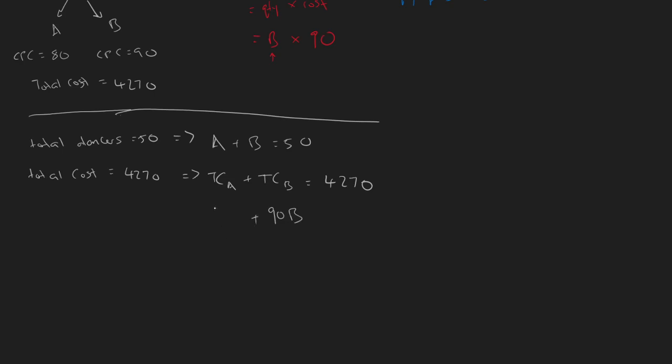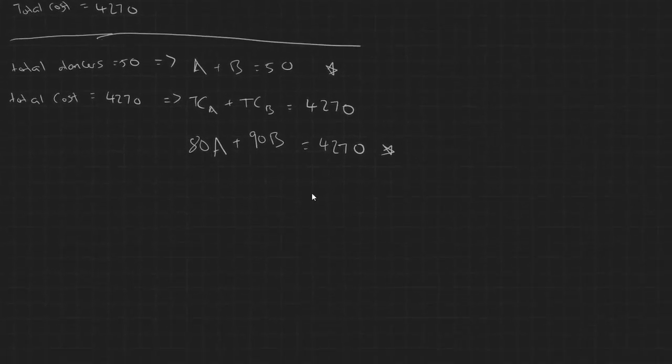And we can do the same thing for total cost of A. Total cost of A is just going to be the quantity of A times the cost of A, which is going to be 80 times the quantity A. Again, this equals 4270. So now what we have here is two equations that have two variables in them. In other words, we are solving a pair of simultaneous equations.